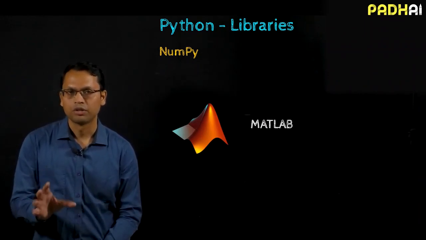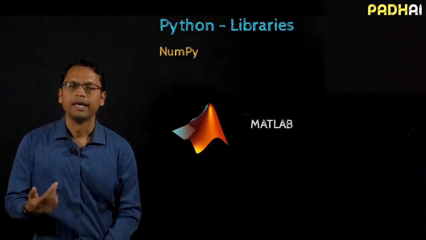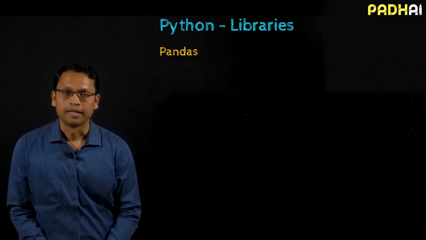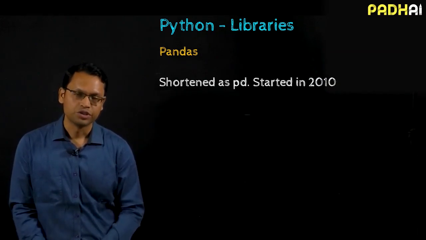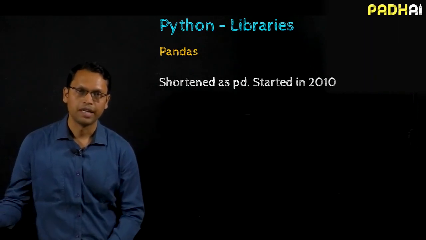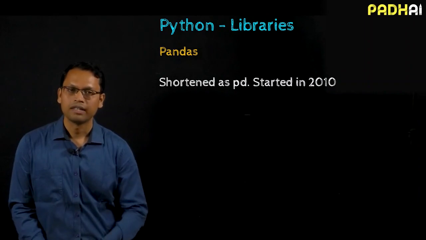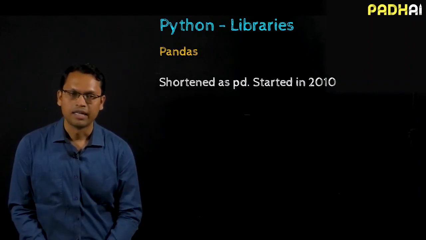But in essence, the methodologies that are provided through NumPy enable us to build many of these things within Python. Okay, the next important library is pandas. In fact, it is probably the most important library we will see throughout this course. It is shortened as PD, just as NumPy is shortened as NP. Pandas started only in 2010, just the last decade.